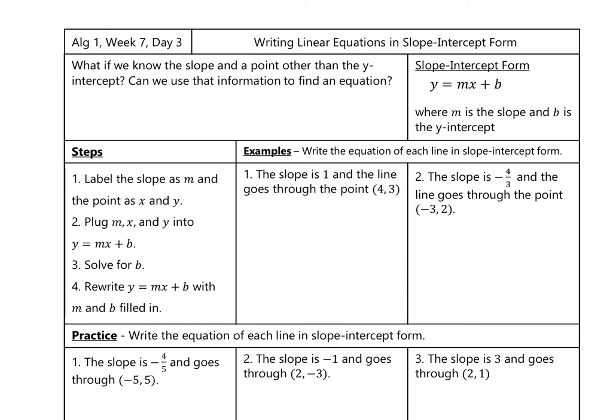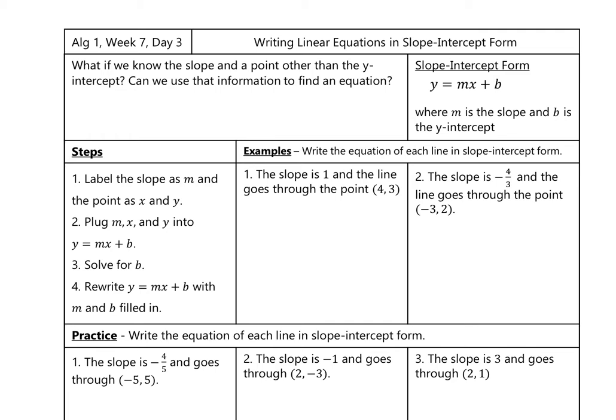All right, week 7, day 3, we're going to write some more linear equations in slope-intercept form, and this time we're given different information. So what if we know the slope and a point other than the y-intercept? Can we use that information to find an equation for that line? And the answer is yes, because there is only one line that would work for that slope and that point.